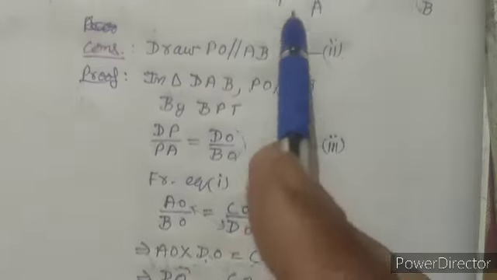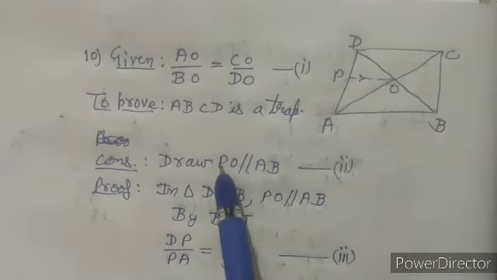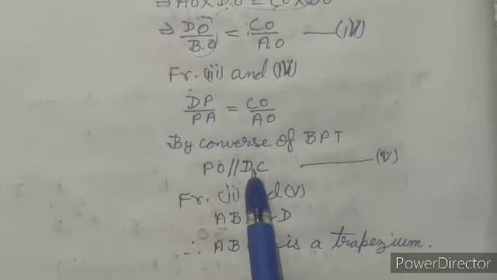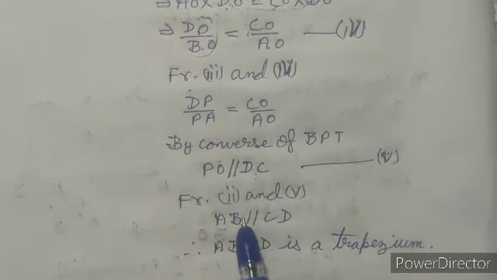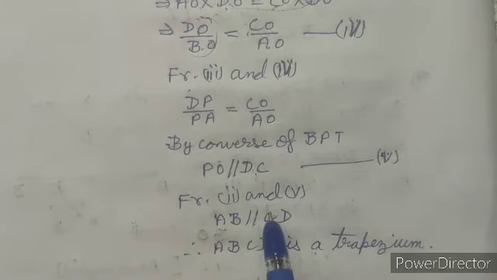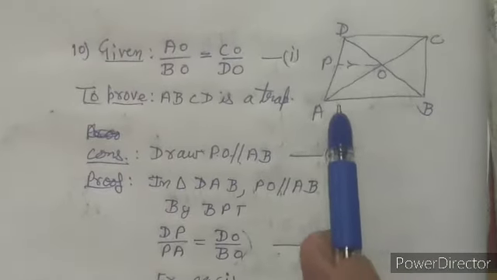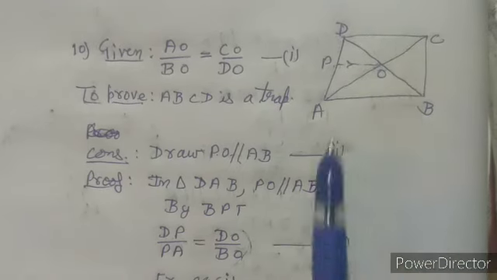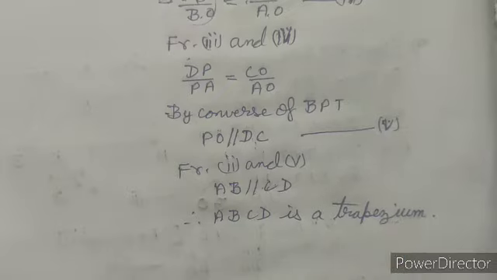Now in equation second we have drawn PO parallel to AB, and we are getting that PO is parallel to DC. That is, PO is parallel to AB and DC both. That means AB will be parallel to DC, as lines parallel to the same line are parallel to each other. And if one pair of opposite sides is parallel, that means here AB is parallel to DC, that means ABCD is a trapezium. Thank you.